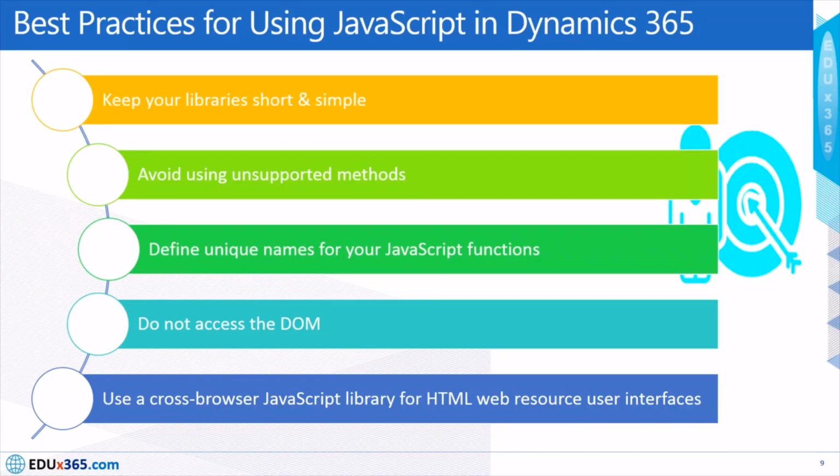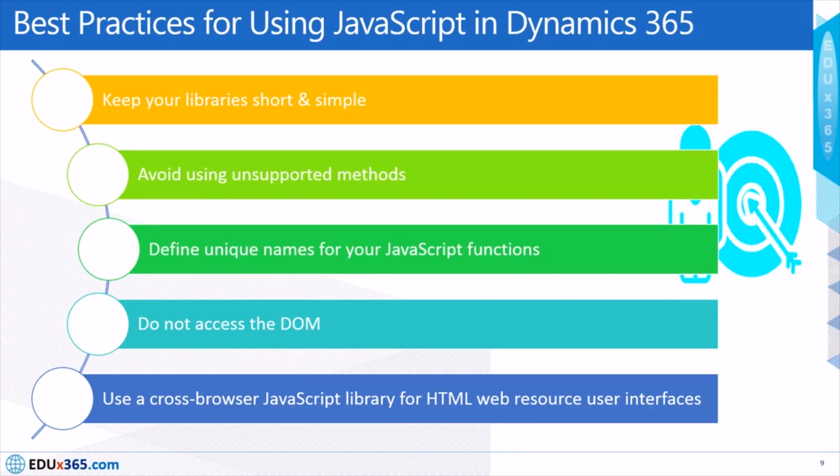Do not access the DOM is another important thing. JavaScript developers are used to interacting with the document object model, DOM, elements in code. You might use the window, for example, window.getElementById method or the jQuery library. You're free to use these technologies in your HTML web resources, but they are not supported to access elements in Dynamics 365 customer engagement on-premises application pages or entity forms.